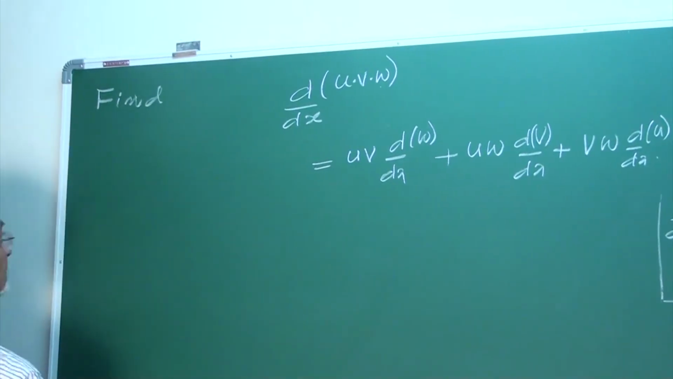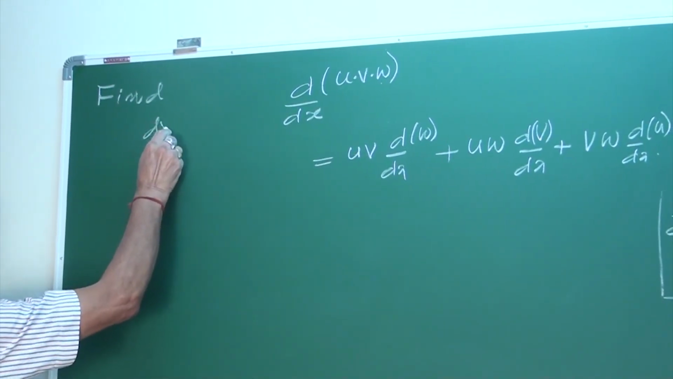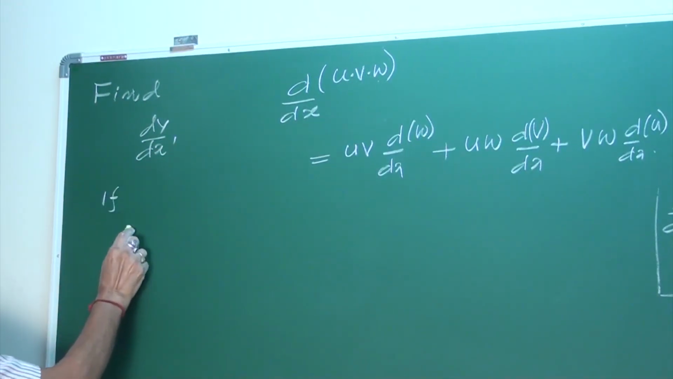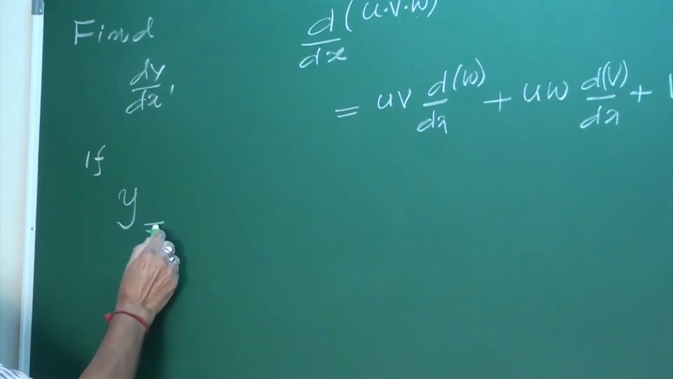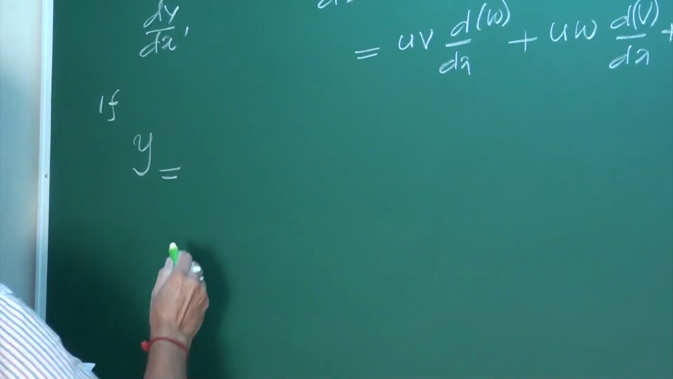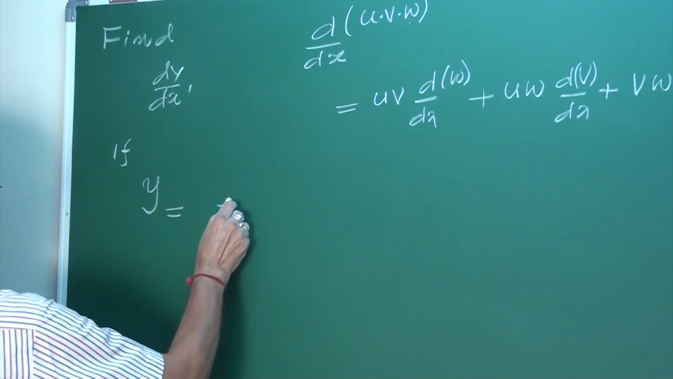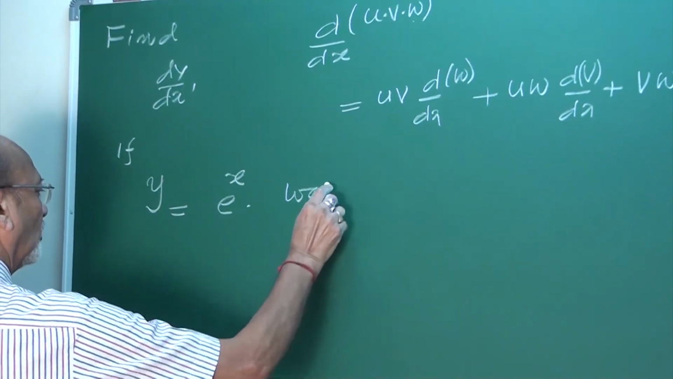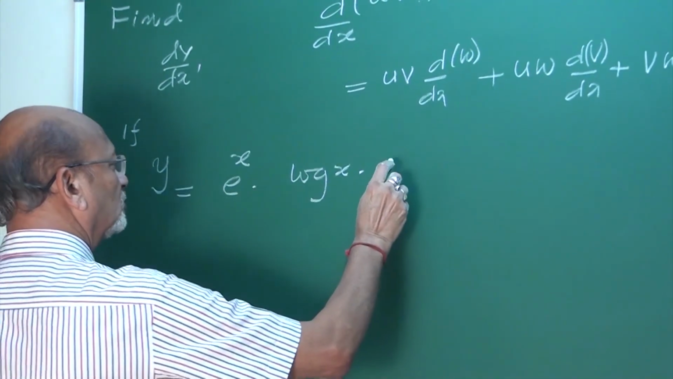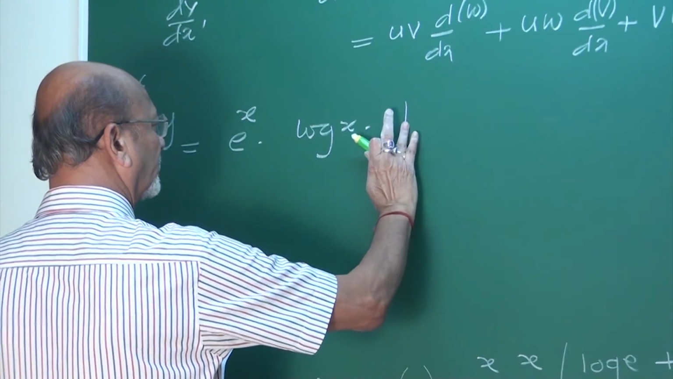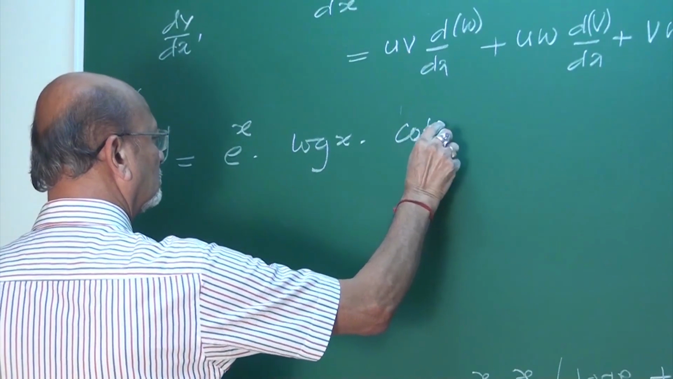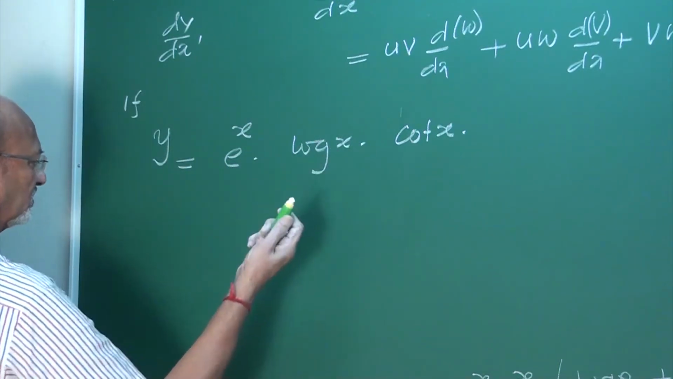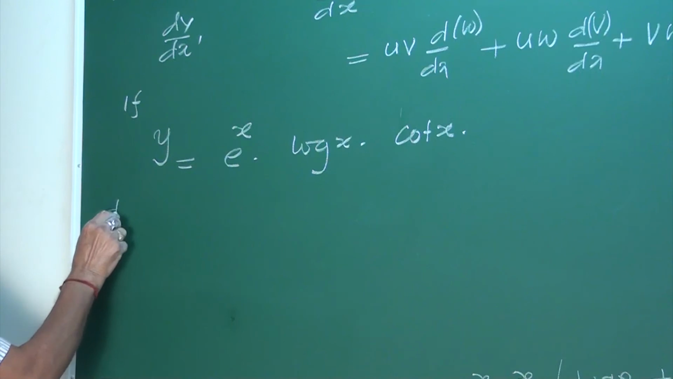Find dy by dx, if y equal to e to the power x into log x into cot x. There are three functions: 1, 2, 3. Same above formula.